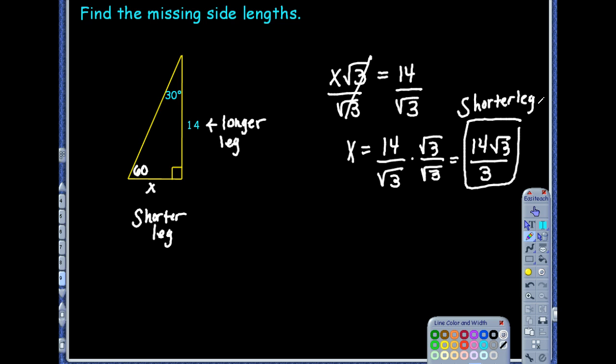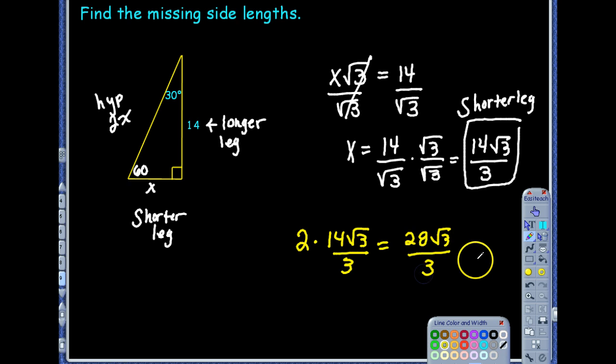We need to find one more side, and the side we're missing is the hypotenuse. And what do we know about the hypotenuse? The hypotenuse is twice the shorter leg. So basically, I'm going to do 2 times the 14 radical 3 over 3. So how am I going to do this? Well, I remember multiplying fractions. I'm just multiplying the numerators and multiplying the denominators, which is really a 2 over 1. So I'm really just taking 2 times the 14 because it doesn't have a radical to multiply the radicals. So I'm just going to say 28 radical 3 over 3.